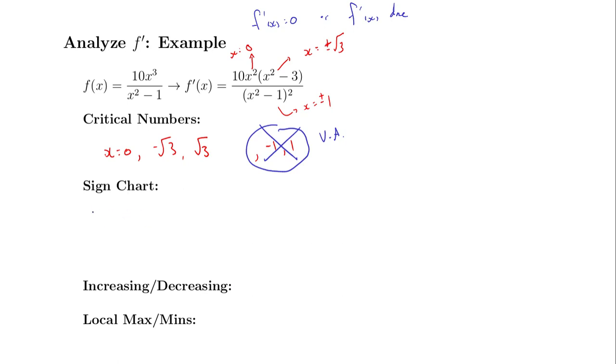Let's build this sign chart. So we're going to have our x values. We're going to go from negative infinity.